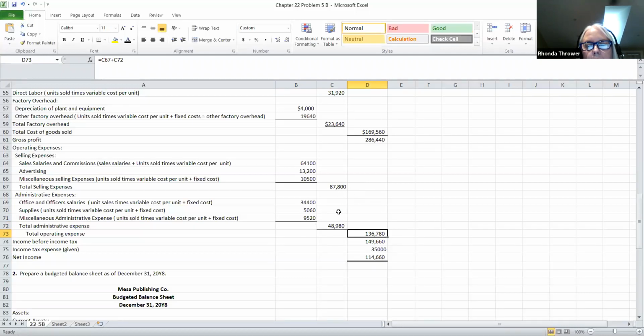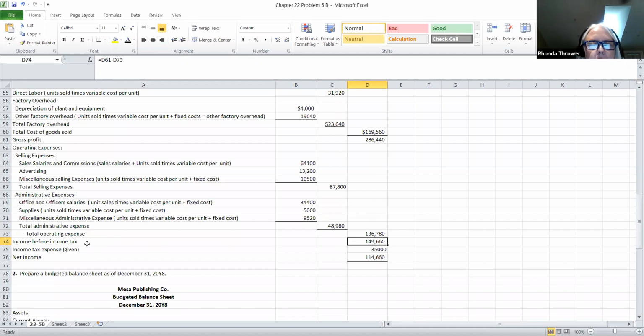So these two are added up to get this 136,780. We would subtract the total operating expenses from the gross profit, and that will give you a subtitle on this income statement budget that is called income before income tax.